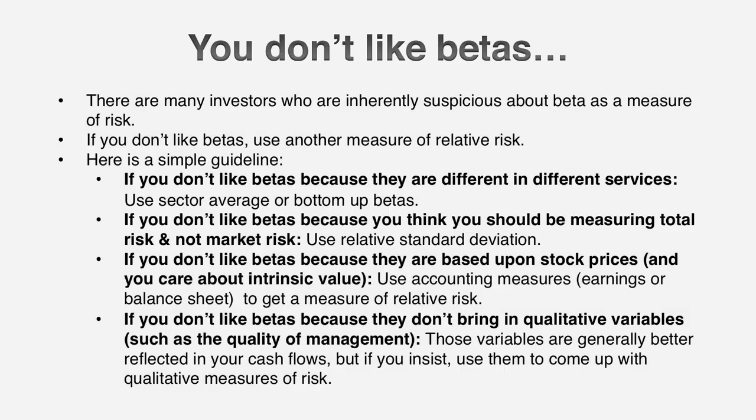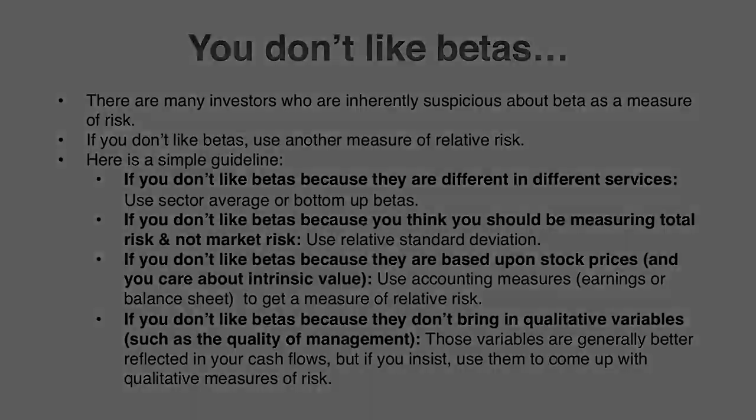So let me sum up. You want a measure of relative risk. You might not like betas. That's fine. Don't use betas. Give me your alternate. It could be based on accounting measures. It could be based on qualitative measures. All I need is a measure of relative risk. And why do I need that? Without a measure of relative risk, I'm attaching the same discount rate to companies with very different risk profiles. So don't let your disdain for betas lead you down that path. Come up with a measure of relative risk, and everything we've talked about today will still follow through.